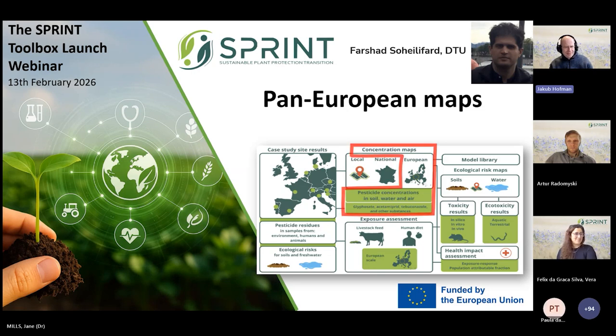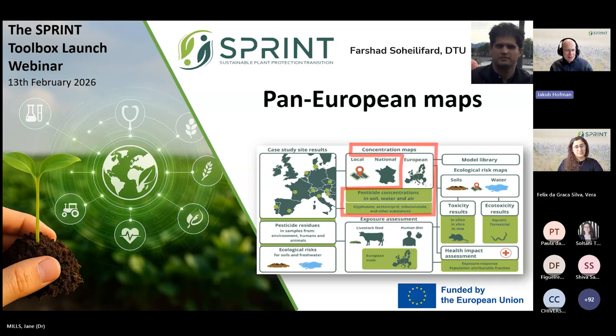Yes, thanks, Vera. So the next tool is the pan-European maps, and this tool brings a high-level overview of pesticide pollution across the entire Europe, and it visualizes modeled annual average concentrations of about 120 substances in 4 compartments: agriculture soil, natural soil, freshwater, and air. And I also have to say that this tool was created by Dr. Farshad Sohailifard from DTU and his colleagues. However, unfortunately, he cannot be with us today, so I will present the tool instead of him. Next slide, please.